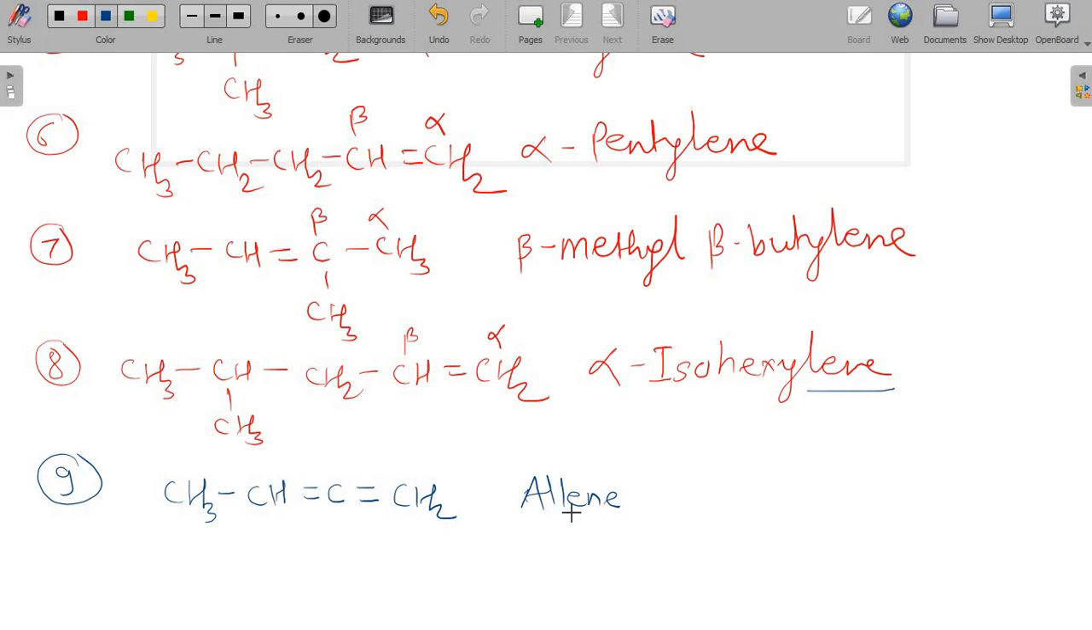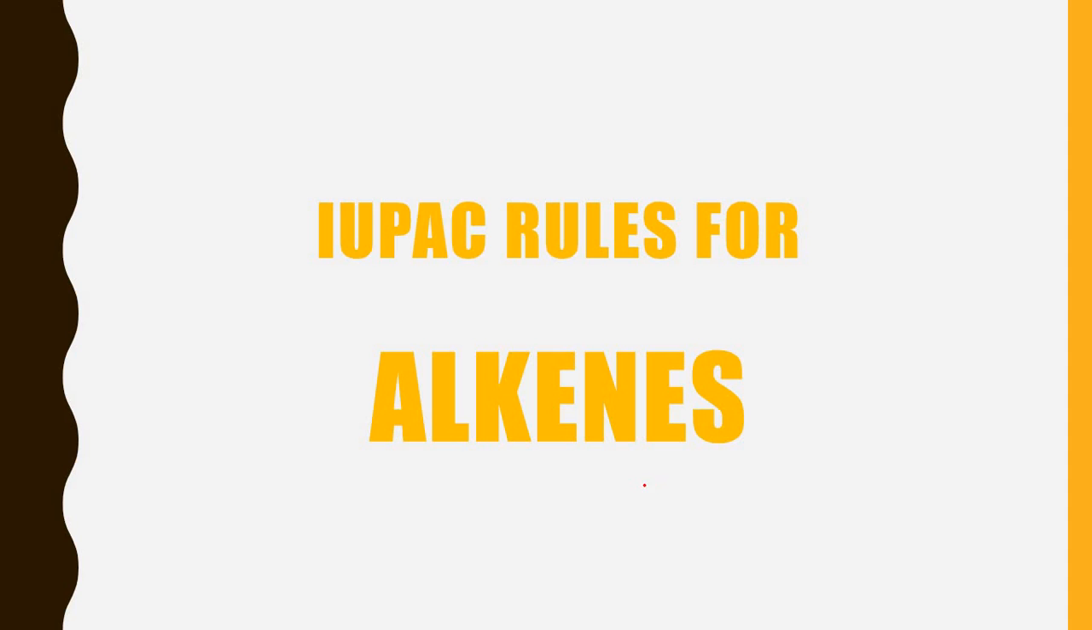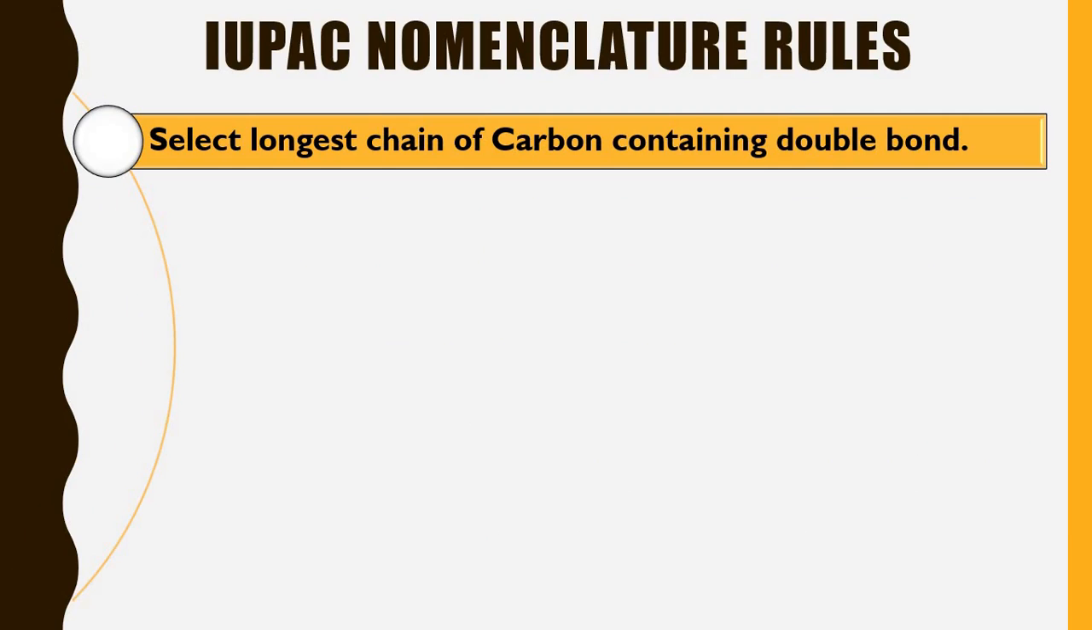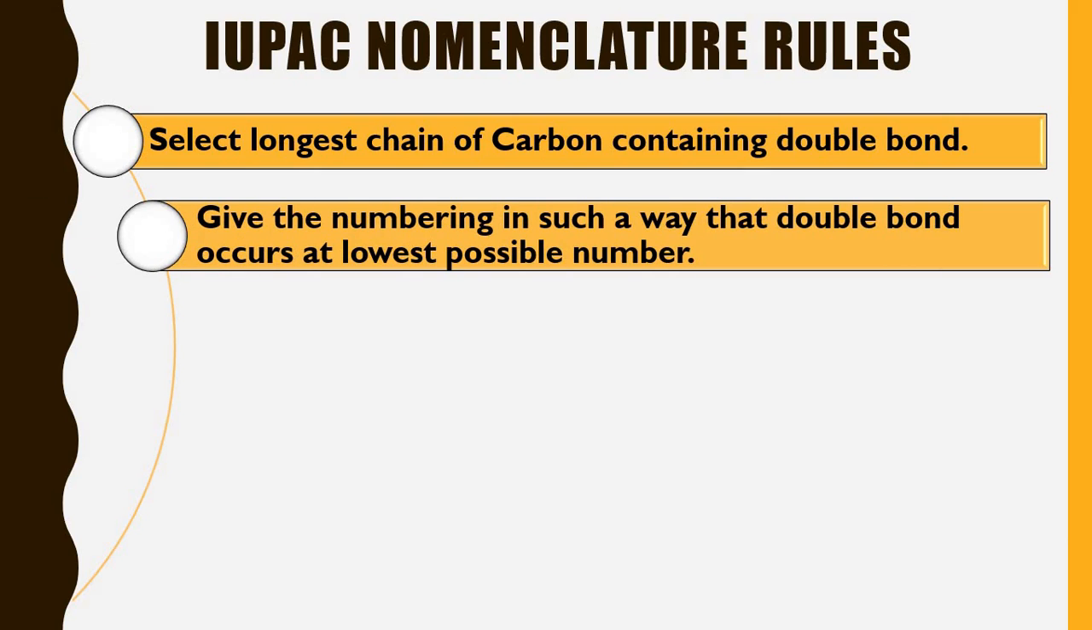Let us move towards the next type of nomenclature system, that is the IUPAC nomenclature system. The IUPAC rules for alkenes, we'll see one by one. The very first rule is that you have to select the longest chain of carbon that contains the double bond. Then you have to give the numbering in such a way that the double bond should occur at the lowest possible number.